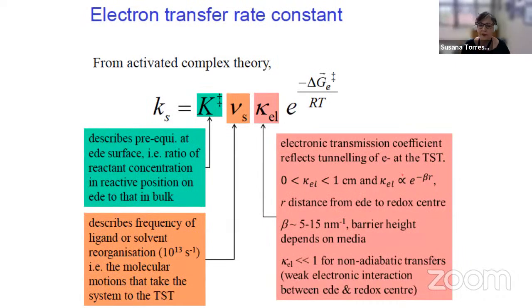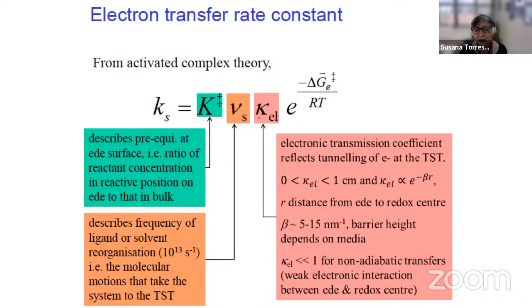So coming back to the activated complex theory that we were speaking about before, what are all these terms? We have K transition that describes the pre-equilibrium at the electrode surface, so the ratio of reactant in reactive position on the electrode to that in the bulk. In the bulk we have a ratio, but at the moment of the reaction we can have another ratio different from the bulk. Here, nu describes the frequency of ligand or solvent reorganization, which we know is very, very small, the molecular motion that takes the system to the transition state.